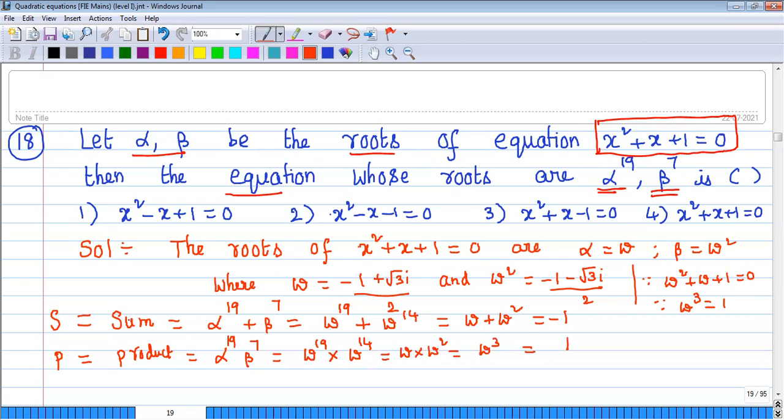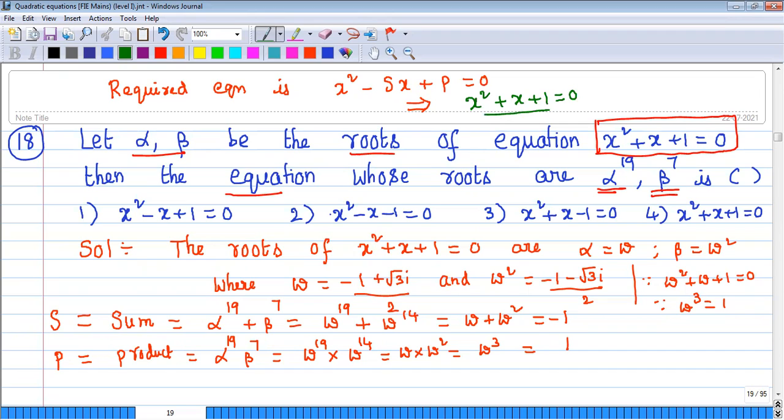Now we know the sum of the roots and the product of the roots of the equation. Now the required equation we can find out. The required equation is x square minus sum of the roots into x plus product of the roots is equal to 0. So that implies we get x square, the sum of the roots is equal to negative 1, minus into minus plus x, product of roots is 1, so plus 1 is equal to 0. This is the required equation. That's why the fourth option is the right option. So very interesting question this is.